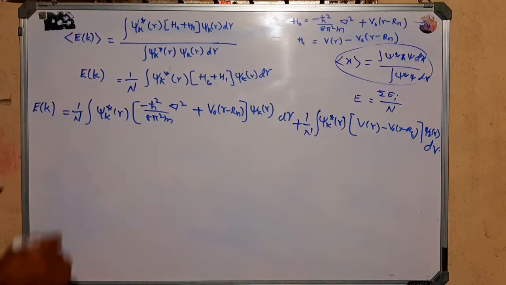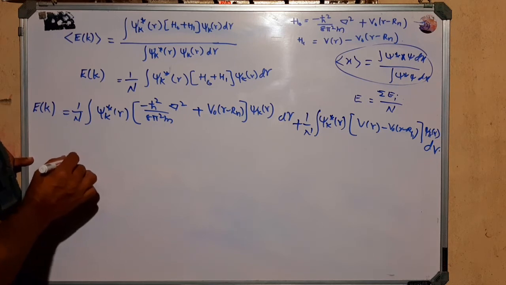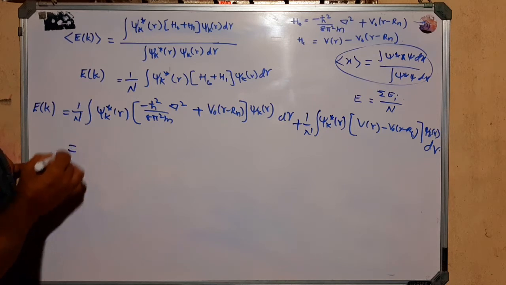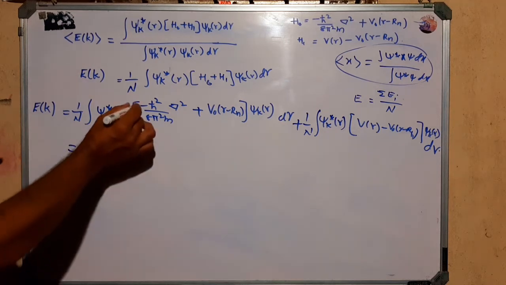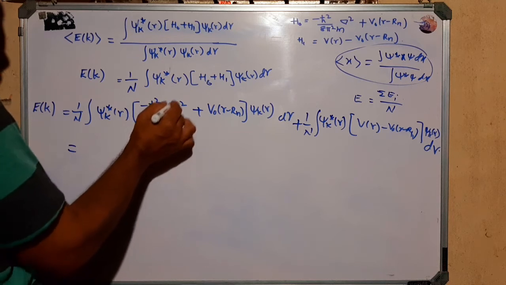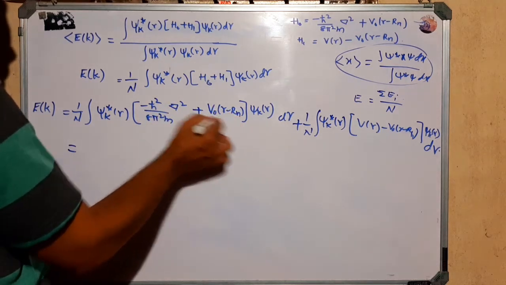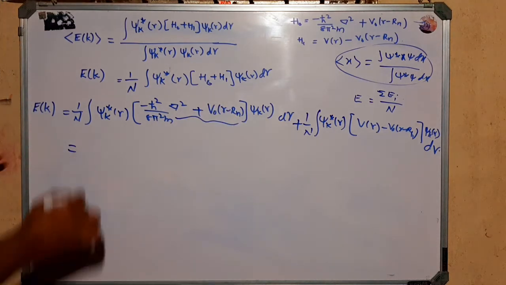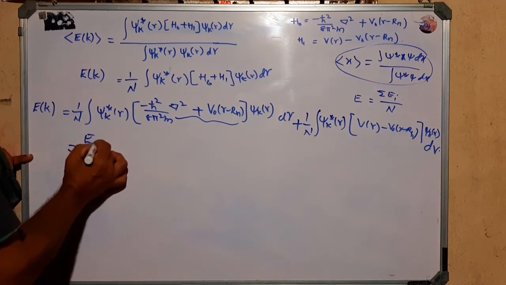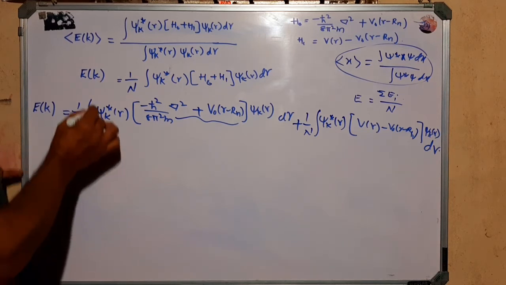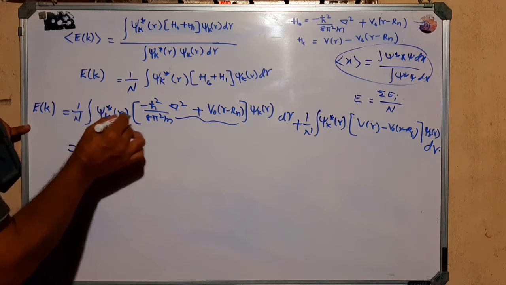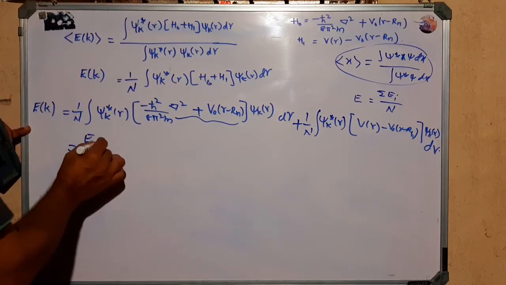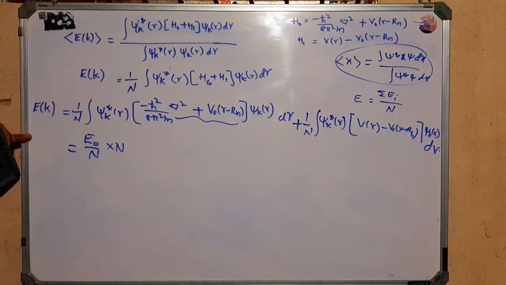So now what is this? Minus h-bar squared by 8π²m del squared plus V0(R minus Rn) is nothing but the total energy of the electron. I can take that as E0. E0 divided by N. The remaining term is the integral of ξk star(R) ξk(R) dr. What is that? It is similar to the denominator. That means that is equal to N.